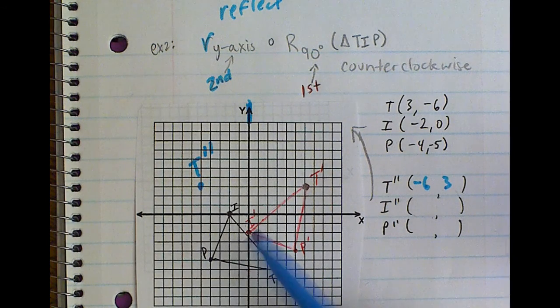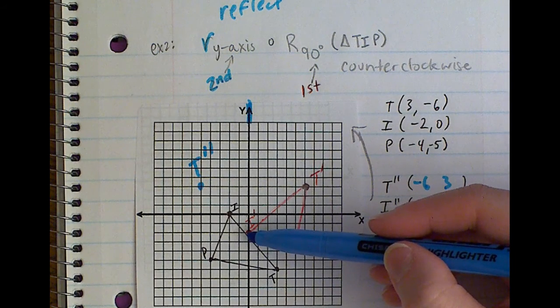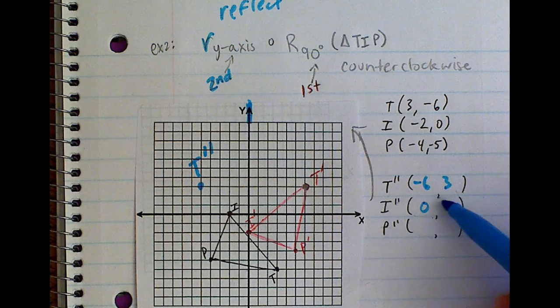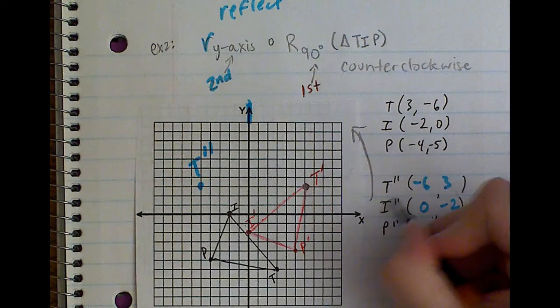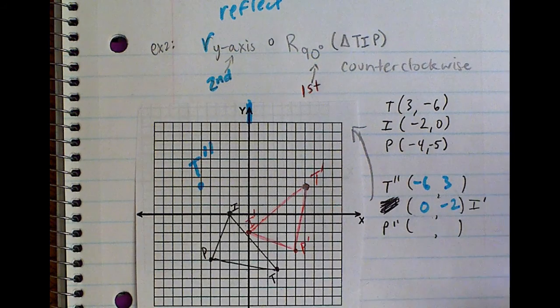I prime is on the y-axis, and that's interesting because there's nowhere for it to go. If it's right on the line of reflection, it's going to stay right on that line of reflection. So this is 0, negative 2. And since I prime has not moved its location, we're going to actually call our final image just I prime. This happens if it's on the line of reflection.